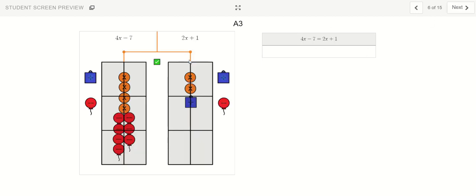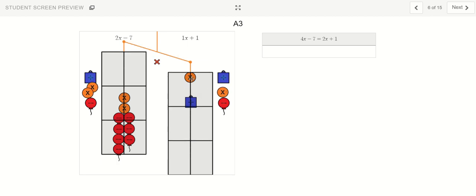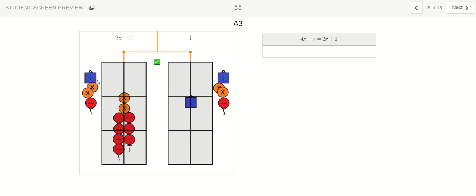Here, I can remove x off both sides. So if I remove one, I've got to remove the other. Remove an x, remove an x. So after removing 2 x's on both sides, these 4 x's shrink down to only 2x. I still have my 7 red balloons, my minus 7. All right, the x's over here are gone. I removed them. I still have a 1 over here.